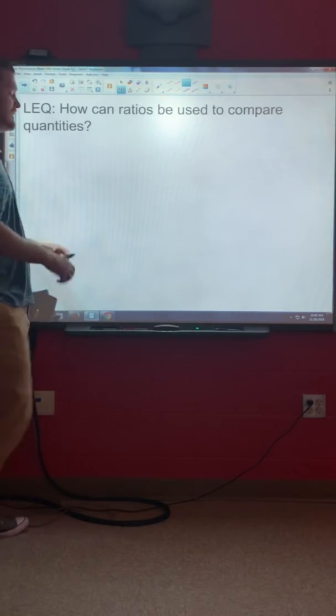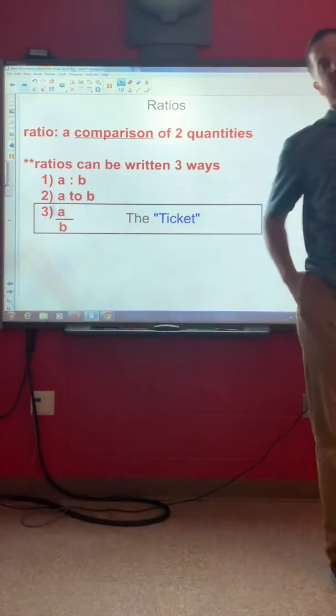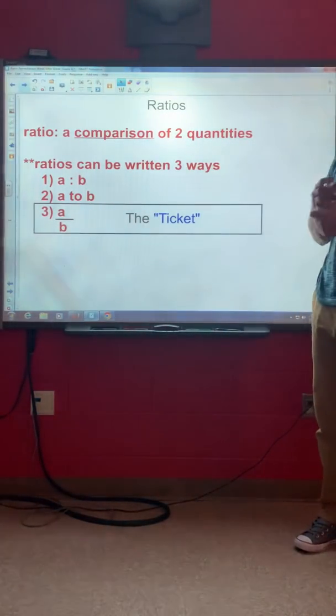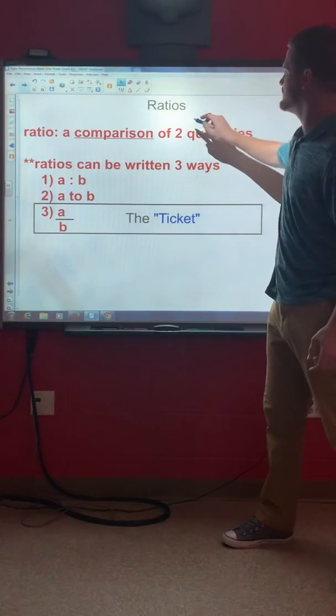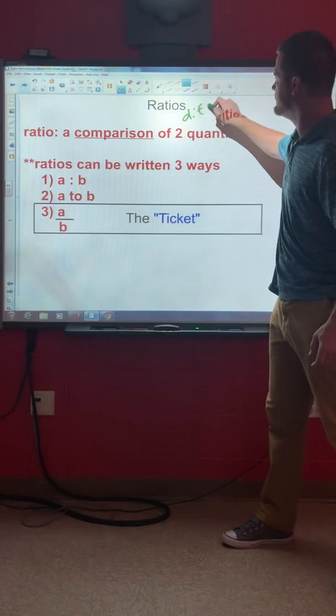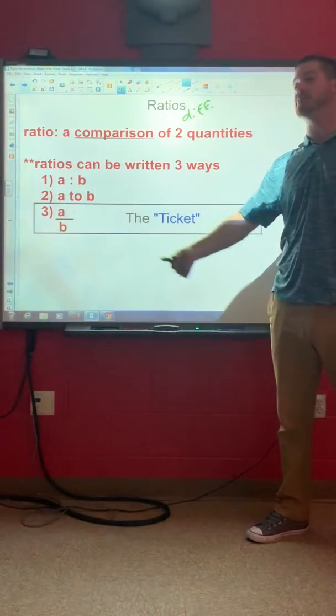Okay, getting into the ratio stuff. The definition of ratios. You've written this down before. If you do not have this in your notes, now would be a good time to pause it and write this down. But we know a ratio is a comparison of 2 different quantities, like miles versus hour, miles per gallon.